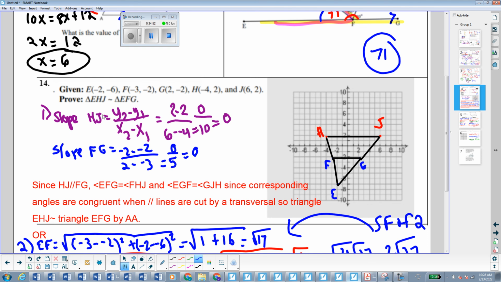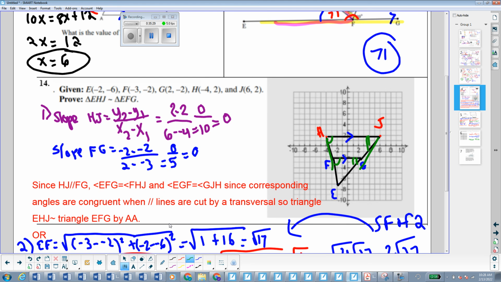So what I did first in my first method for AA is I found the slope of line segments FG and HJ. And when I found the slopes using the slope formula, I found that the slopes were 0. And remember, if line segments have the same slope, that means they are parallel to each other. And since we have parallel lines cut by transversals, we have congruent corresponding angles, making the triangles similar by AA. So that's the first way that I did this, and I have my reason written up over here as well.